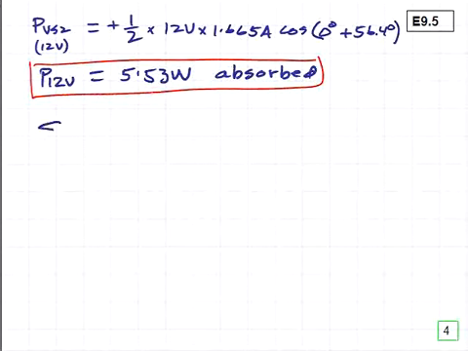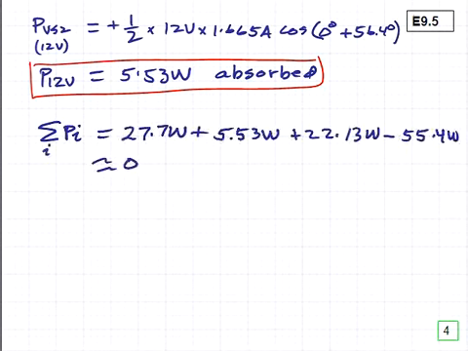You can sum the power in this network, and that will equal 27.7 watts plus 5.53 watts plus 22.13 watts. Those are all powers being absorbed by elements. And then we have minus 55.4 watts, which is the power supplied by the 24 volt source. This summation is approximately equal to 0, as we would expect.